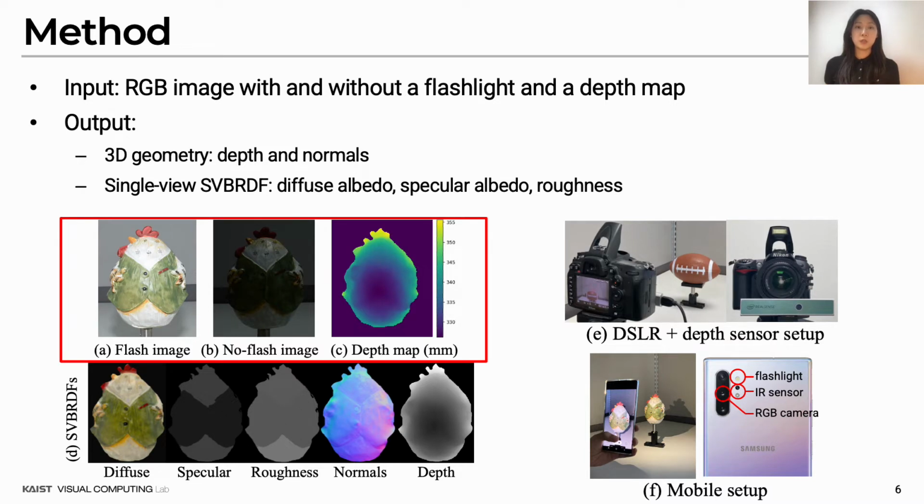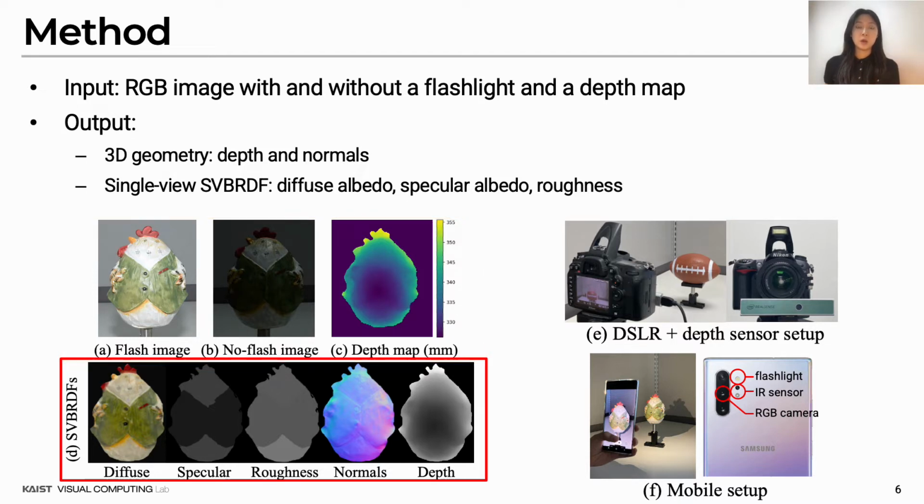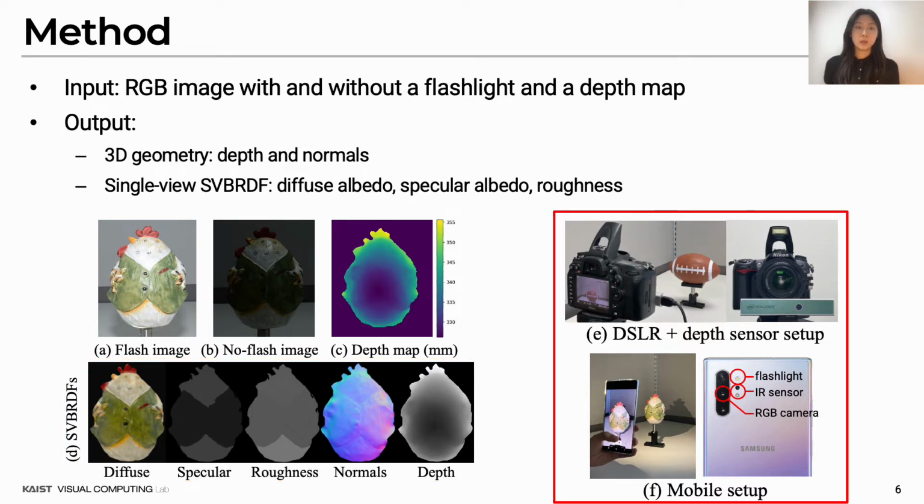For input, we use an RGB image pair with and without a flashlight and a depth map. Our method estimates diffuse albedo, specular albedo, surface roughness, and refined normal and depth. These input images can be obtained with a DSLR camera and a depth sensor, or just with a conventional mobile phone.